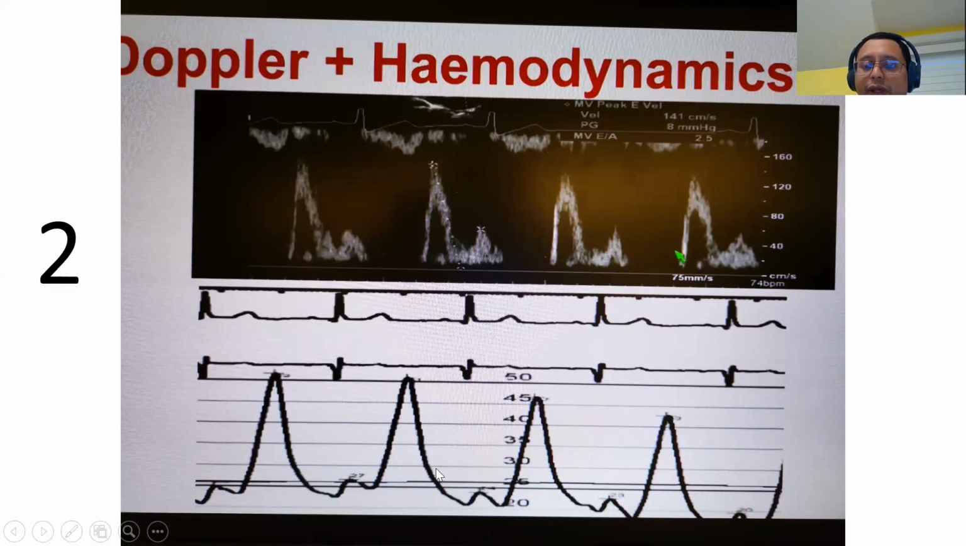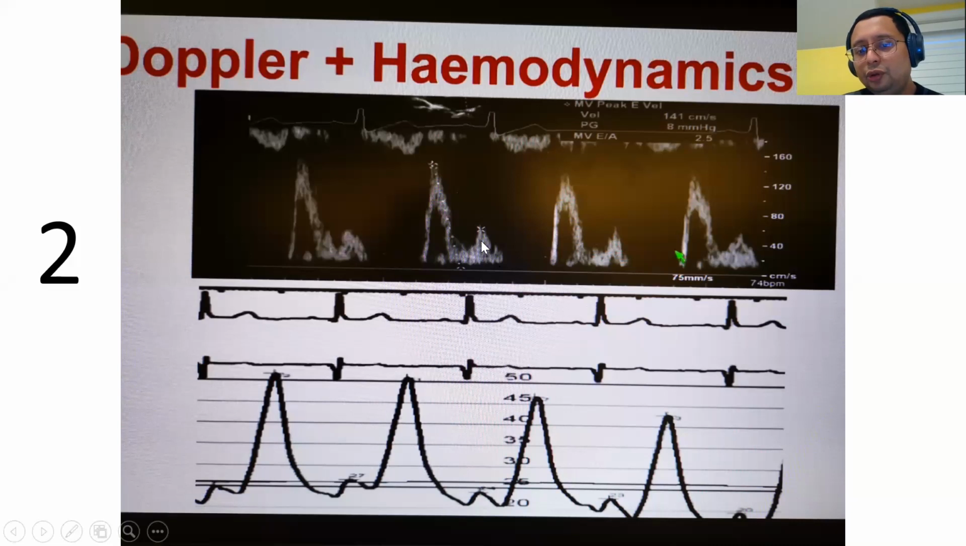So giant V wave, if you see it in the left atrium, that means significant mitral regurgitation. If you see giant V wave in the right atrium, that is significant tricuspid regurgitation. Okay, so this is important, because you have to remember the different waveforms inside the atrium. So the A wave, the C wave, the X descent, the Y descent, and also the V wave. So this is a giant V wave.